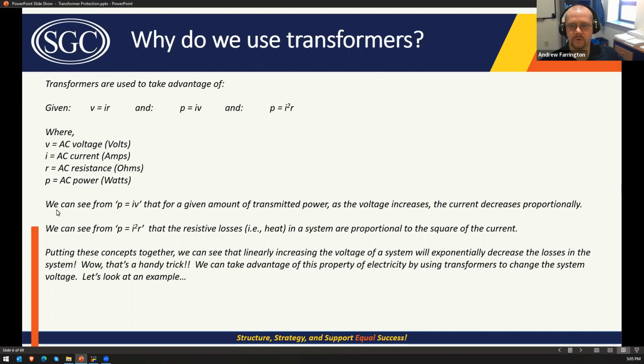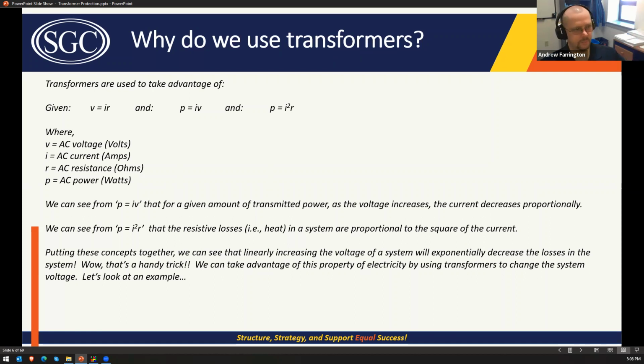And we can see that since power is equal to IV and power is also equal to I squared R, as we increase the voltage in a linear manner, we actually decrease the losses in the system exponentially. And that's really cool. So that's why we have high voltage power systems. That's why we have high voltage transmission lines.